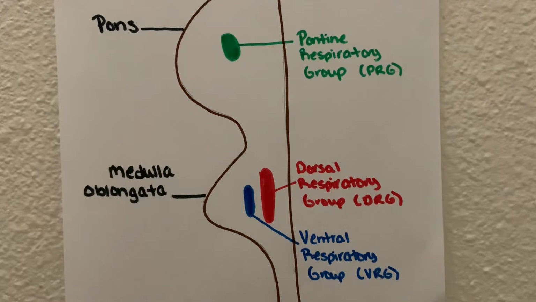The pairs within the medulla oblongata and the pons are the ventral respiratory group, or the VRG, the dorsal respiratory group, the DRG, and the pontine respiratory group, the PRG. They are on each side of the brainstem. The 2 sides communicate with each other so the respiratory muscles symmetrically contract. The dorsal respiratory group and the ventral respiratory group are located in the medulla oblongata, while the pontine respiratory group is located in the pons.